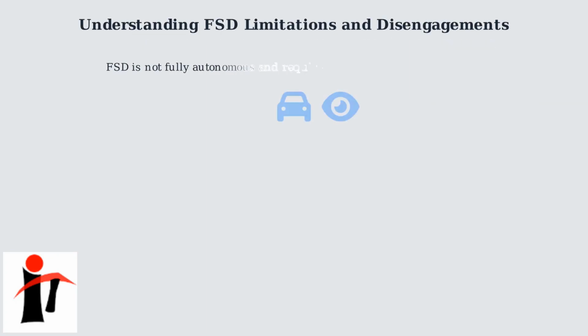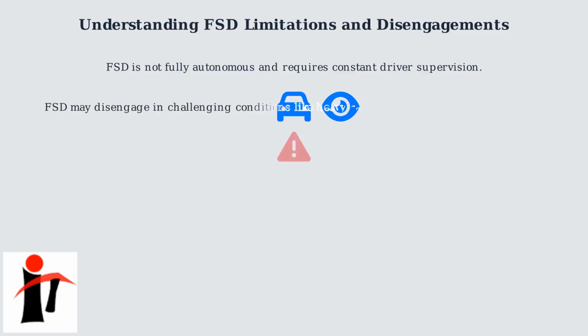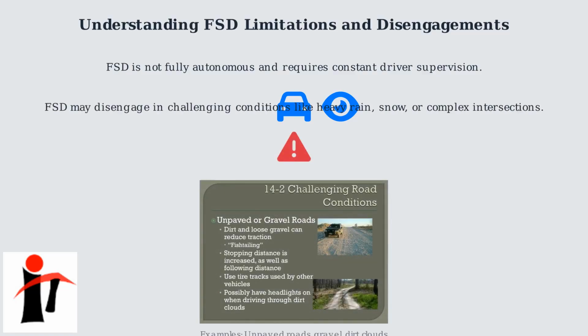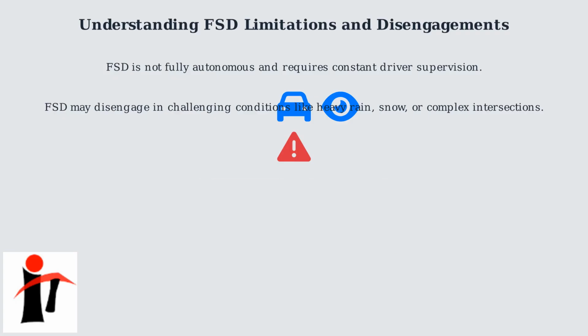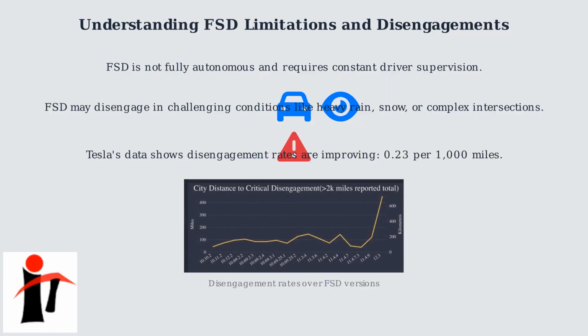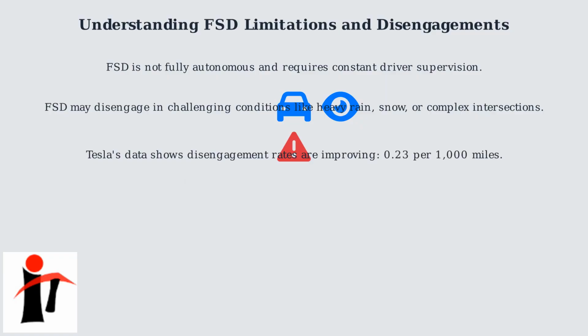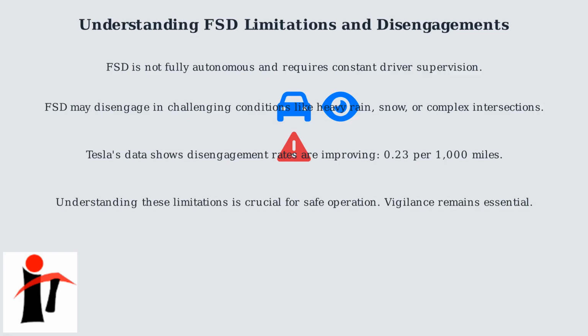FSD is not fully autonomous and requires constant driver supervision. Be prepared to take control at any moment. FSD may disengage in challenging conditions like heavy rain, snow, or complex intersections. Tesla's data shows disengagement rates are improving, with 0.23 disengagements per 1,000 miles, though rates are higher in bad weather. Understanding these limitations is crucial for safe operation.